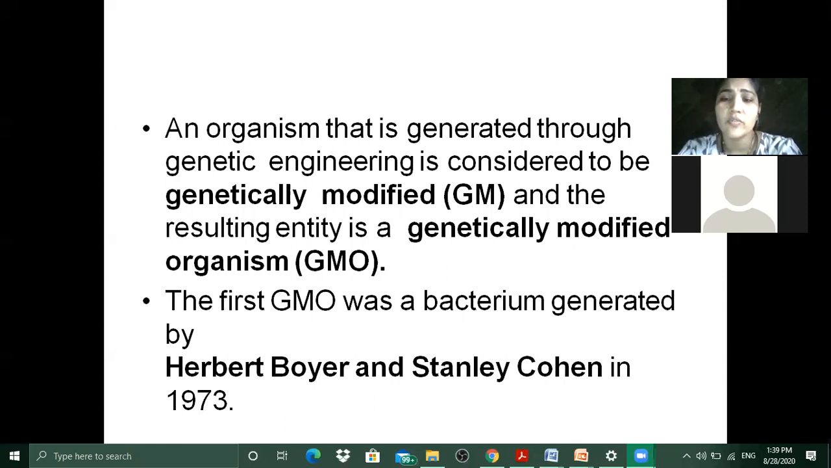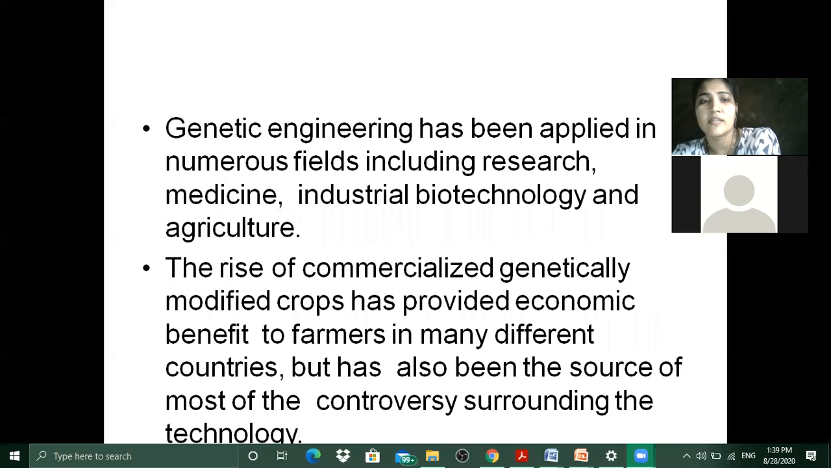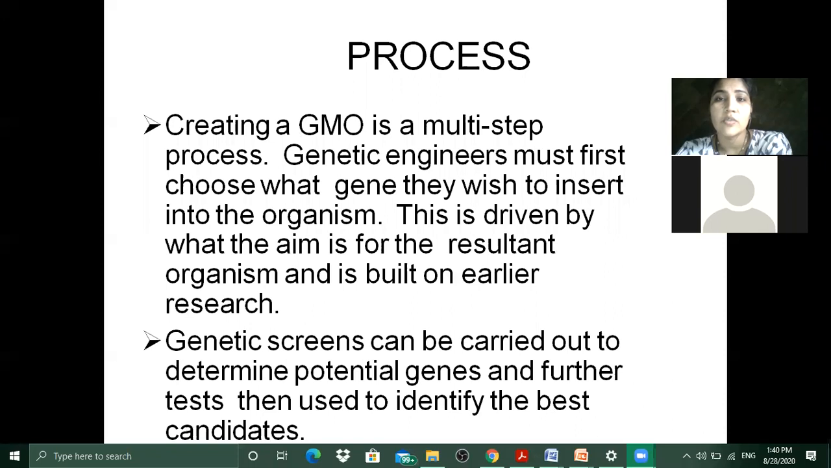The first GMO was a bacterium generated by Herbert Boyer and Stanley Cohen in 1973. We have heard the names of these scientists before as well. Then genetic engineering has been applied in numerous fields, including research, medicine, industrial biotechnology, and agriculture mainly. And the rise of commercialized genetically modified crops has provided economic benefit to the farmers in many different countries, but has also been the source of most of the controversy surrounding the technology. So it has helped in some ways, and it has many disadvantages in other ways.